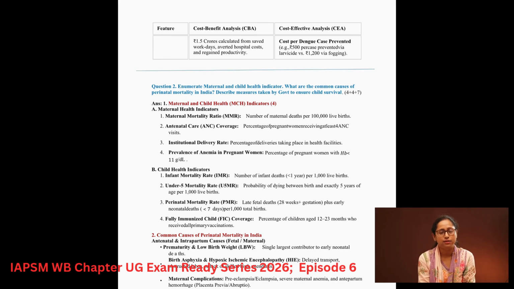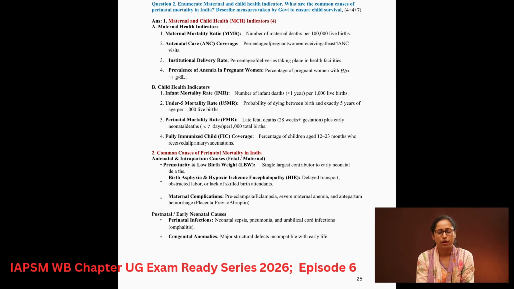Child health indicators, infant mortality rate, what is it? Number of infant deaths under 1 year of age per 1000 live births. Now, under 5 mortality rate, perinatal mortality rate, etc., etc. And you can also include fully immunized child coverage in this case also.